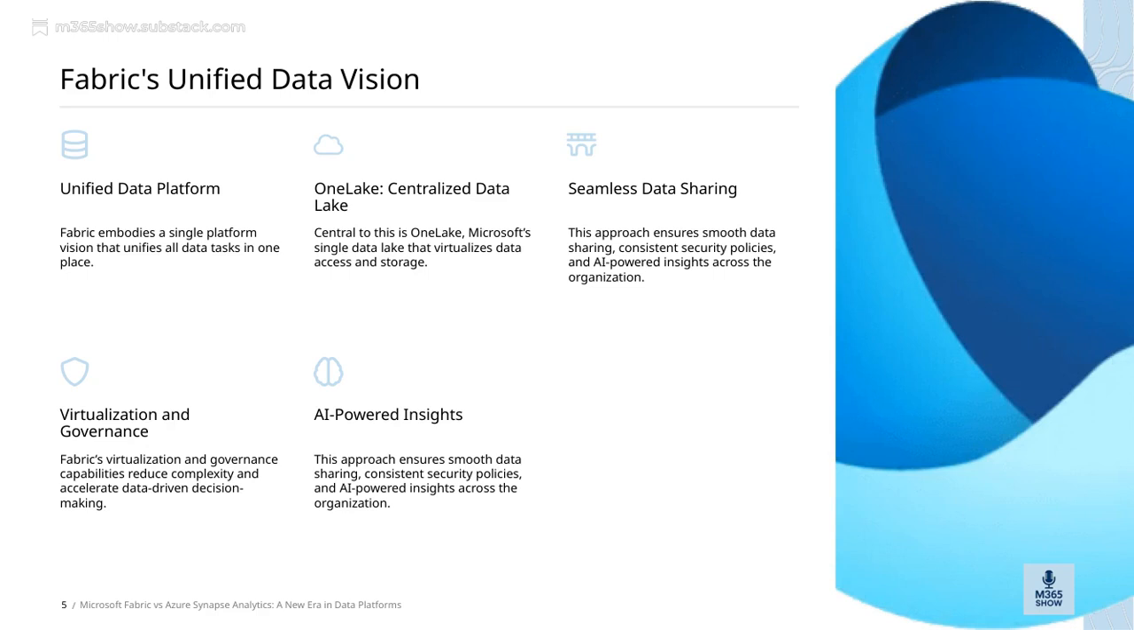Let's take a closer look at Fabric's unified data vision. At its core, the goal is to create a seamless and secure environment for data across the entire organization. This means smooth data sharing, consistent security policies, and AI-powered insights that help us make smarter decisions faster. Fabric's virtualization and governance capabilities play a crucial role here. They help reduce complexity, making it easier to manage and access data, while also ensuring that our security policies are applied consistently everywhere. This accelerates our ability to turn data into actionable insights.